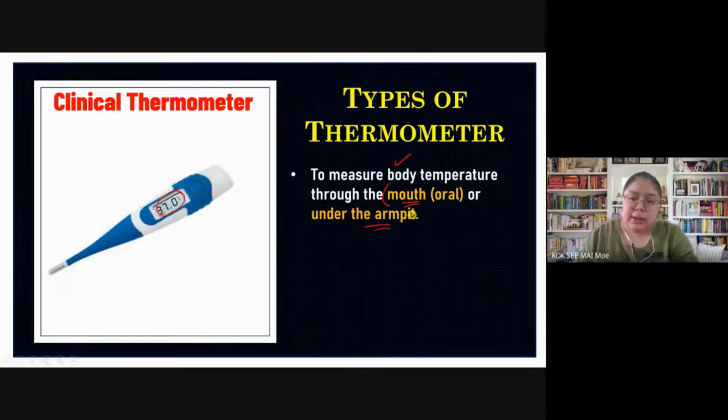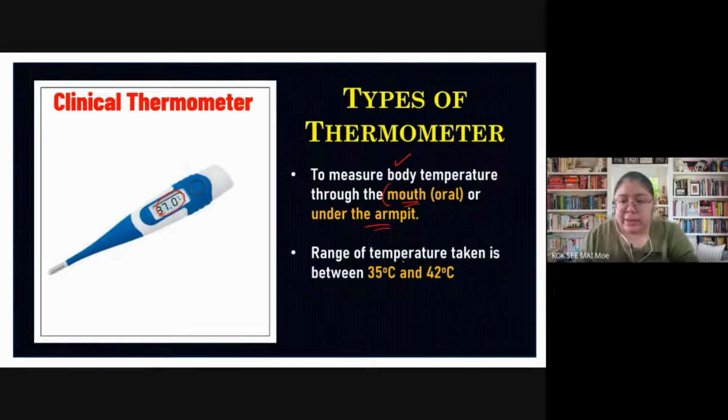Another point, the range of temperature taken is 35 to 42 only, because they want to take human temperature. Our human temperature is 36.5 to 37.5, around this. So below that we actually don't need it. Where is there a human being at 20 degrees Celsius? It doesn't exist. 1 degree Celsius also doesn't exist. So this thermometer doesn't need to be too long, same as the lab one.